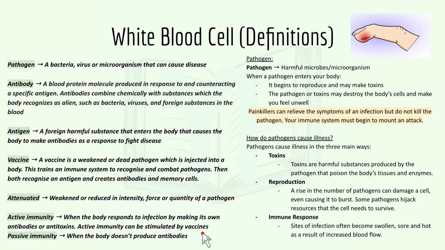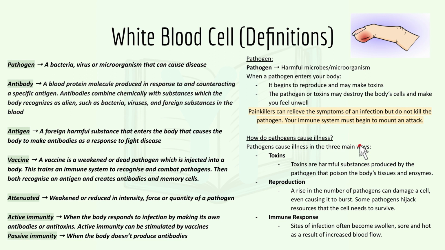And the immunity. As we talked about just now, pathogens are harmful microbes. When they enter the body, they begin to reproduce and may make toxins, and the pathogens or toxins may destroy the body cells and make you feel unwell. Painkillers can relieve the symptoms of an infection but do not kill the pathogens. Your immune system must begin to mount an attack against the pathogen.